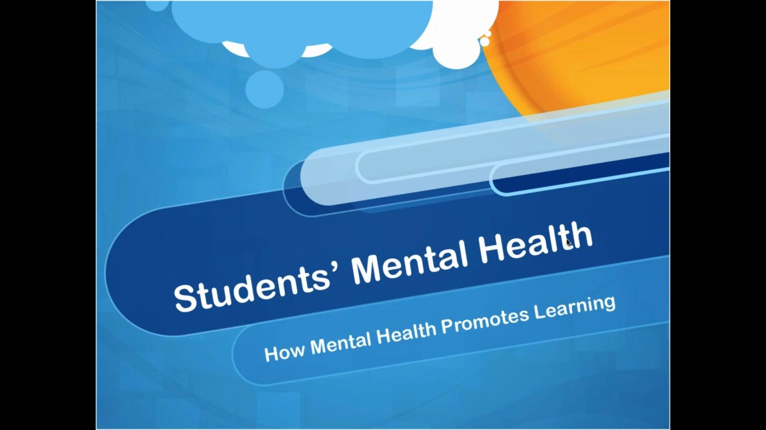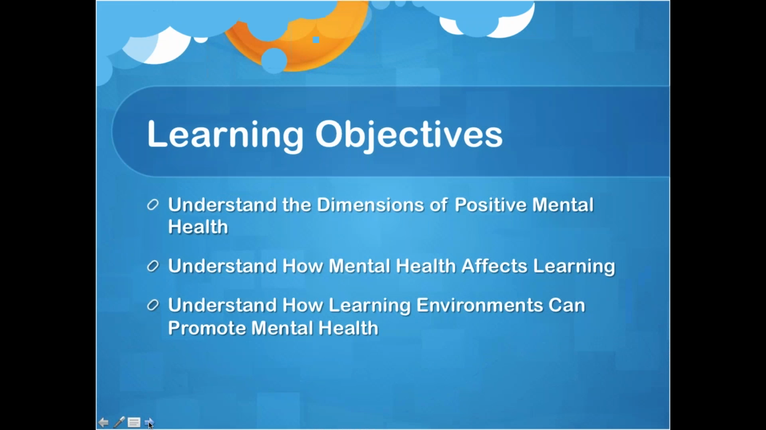But today what I'm going to talk about is how we can promote their mental health. And so the learning objectives are basically to understand the dimensions of positive mental health, to understand how mental health affects students' learning, and then to understand how learning environments can in fact promote mental health. So what can we do when the students are with us to promote mental health so that we can promote better learning?